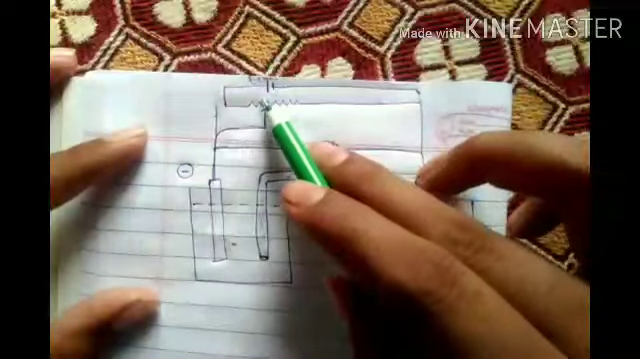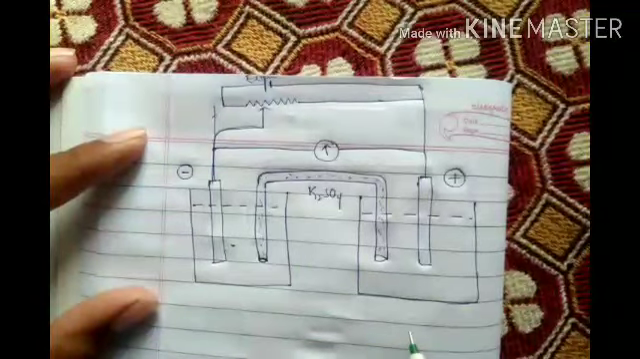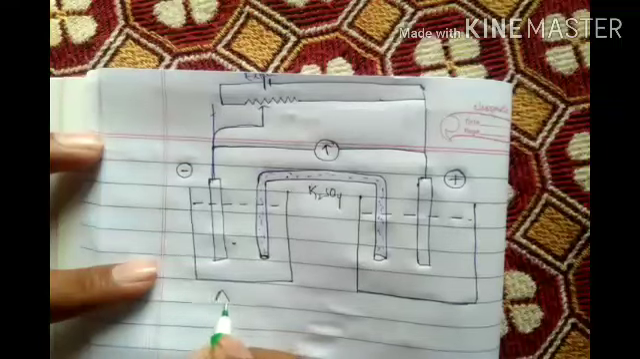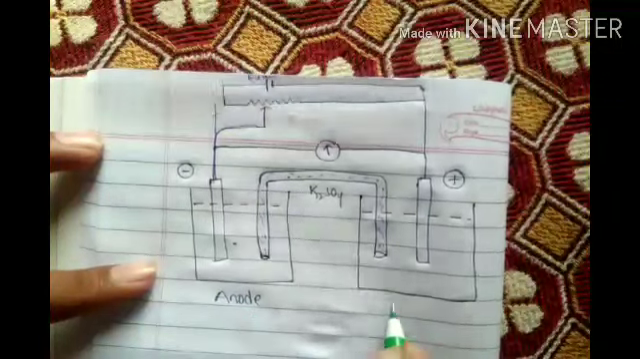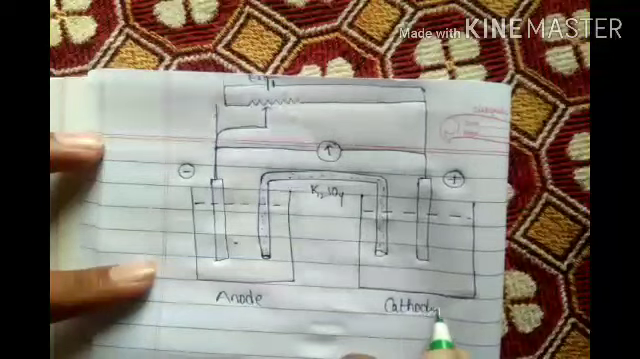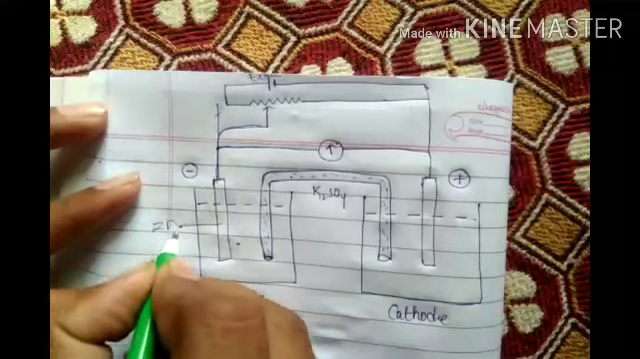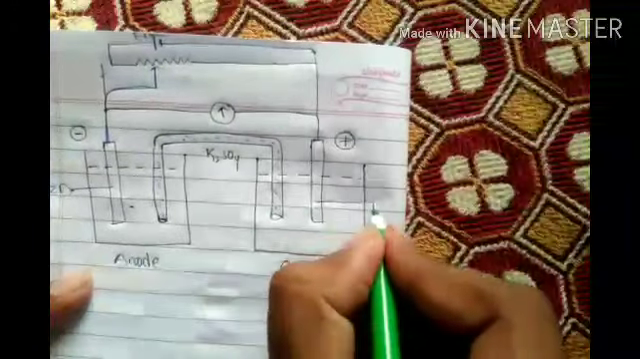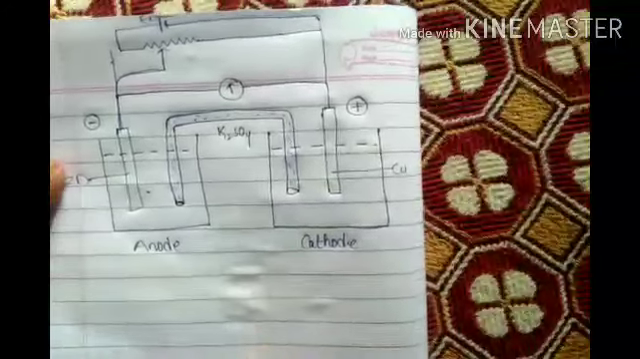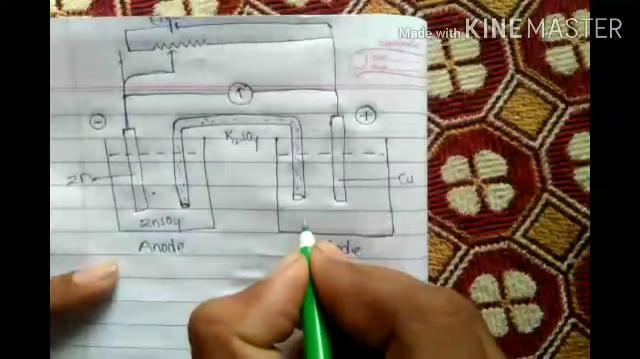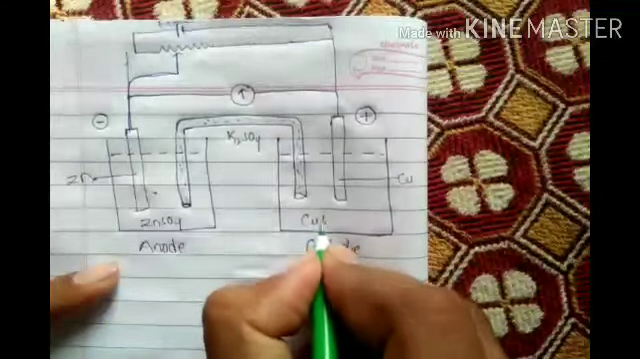See, external onwards how much we are sending, and inside of the cell how much is producing, that we have to calculate in this one. Now this is anode, this is cathode, the salt bridge, and a zinc rod you take here, and here a Cu rod you take, and ZnSO4 and CuSO4 solution you take.